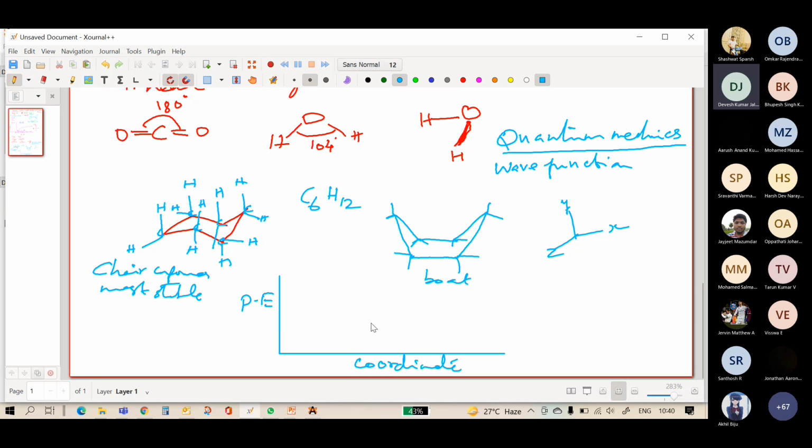So what happens is you change the shape of the molecule, you consider various different shapes, and for each shape you calculate the potential energy by, in a crude way, solving the wave function of that particular system, by writing something called a Schrodinger equation.